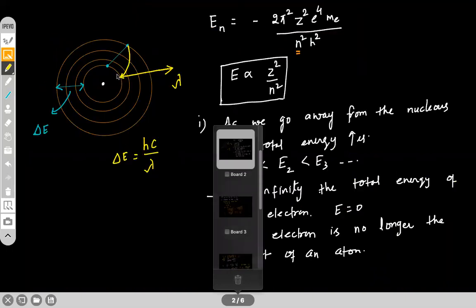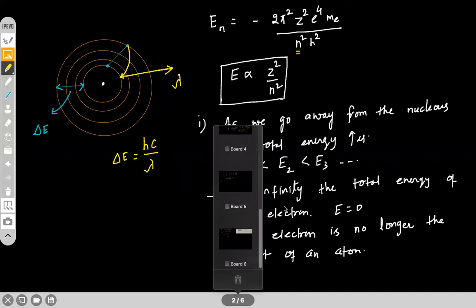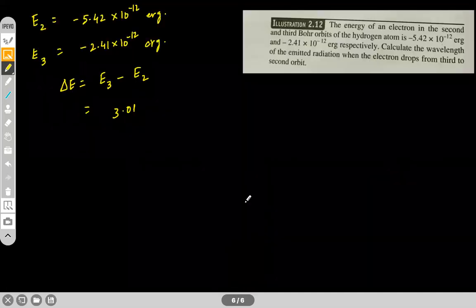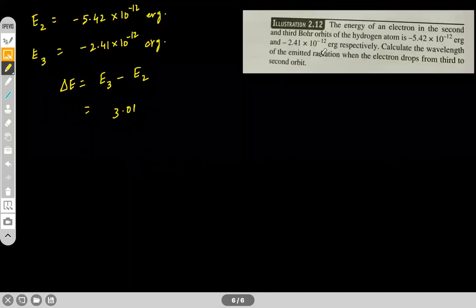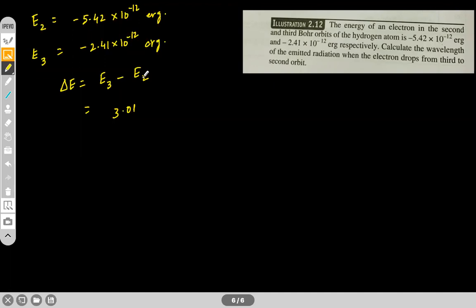The transition should be high to low, then only the wavelength comes out. If you're considering the other direction, then you have to provide the energy to the electrons. Since the question is talking about the wavelength of the radiation, it means we have a high to low transition. So E3, E2, initial to final.